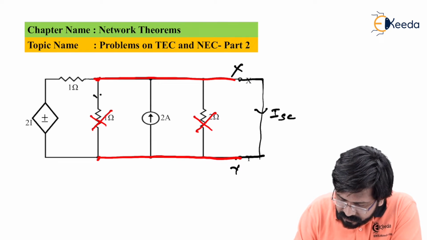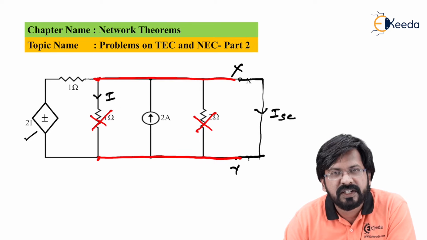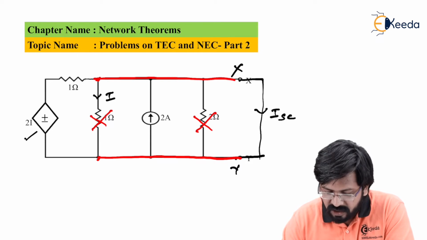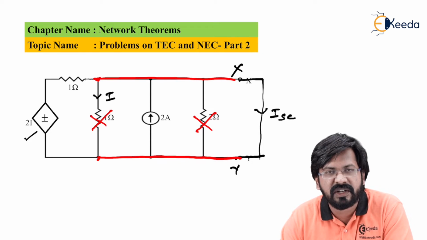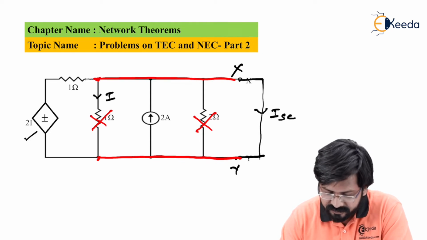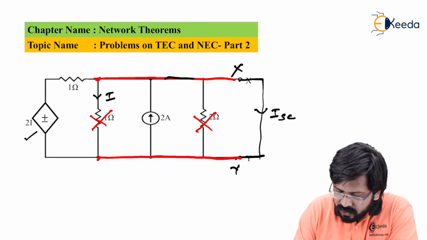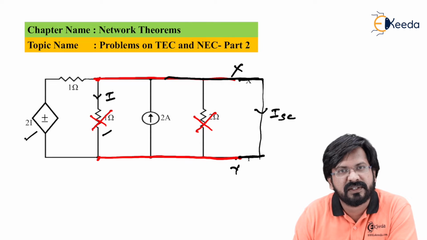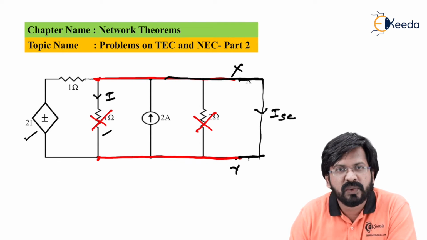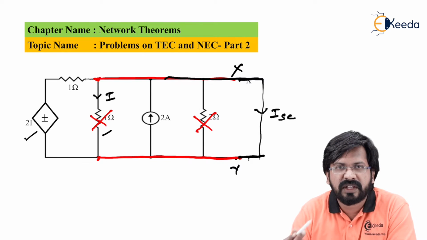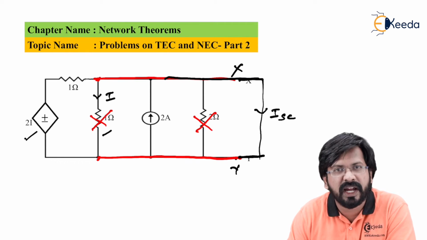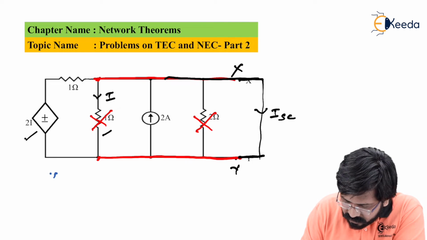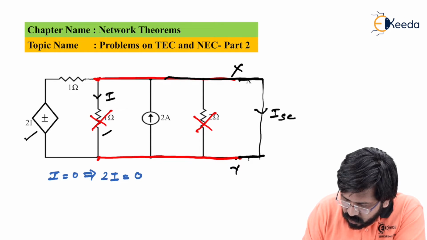But if you remember, there was one control variable I which is controlling this source. A resistor is said to be redundant when no current flows through it, or naturally we say that current has a tendency to flow towards the least resistance path. That's the reason why the whole current will flow through this short circuit, and no current will flow through this 1 ohm resistance. So can I say I value equal to 0? If I value is equal to 0, there is something that depends on this I, that is the 2I source. So if I is equal to 0, the result is 2I also 0.